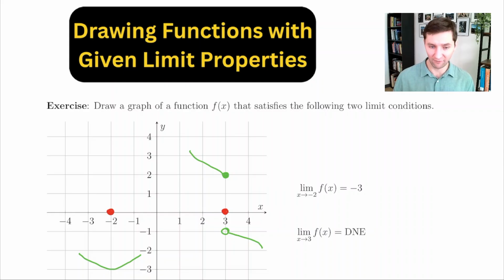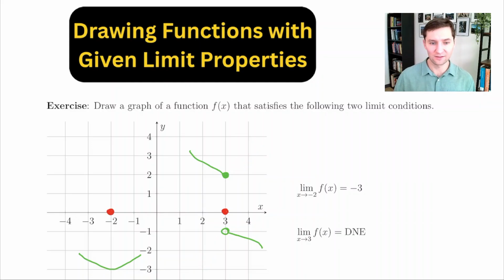What you could have also is to have this dot open and this dot closed. What you also could have would be to have this dot open and this dot also open. That would mean that the function is simply not defined at x equal to 3.